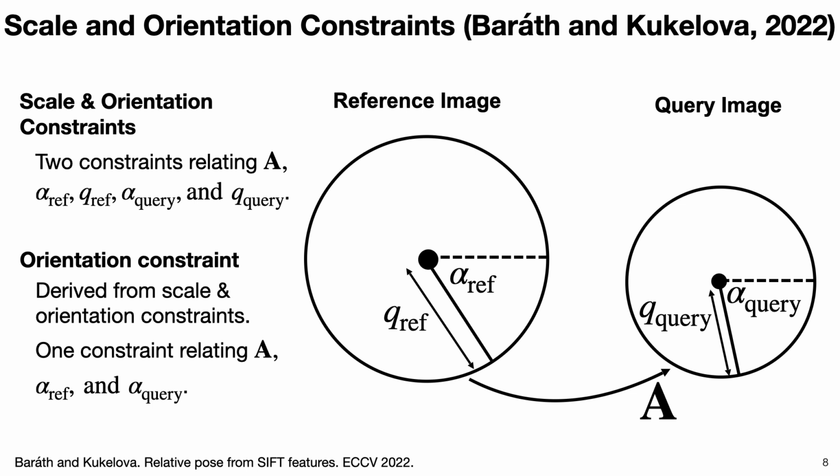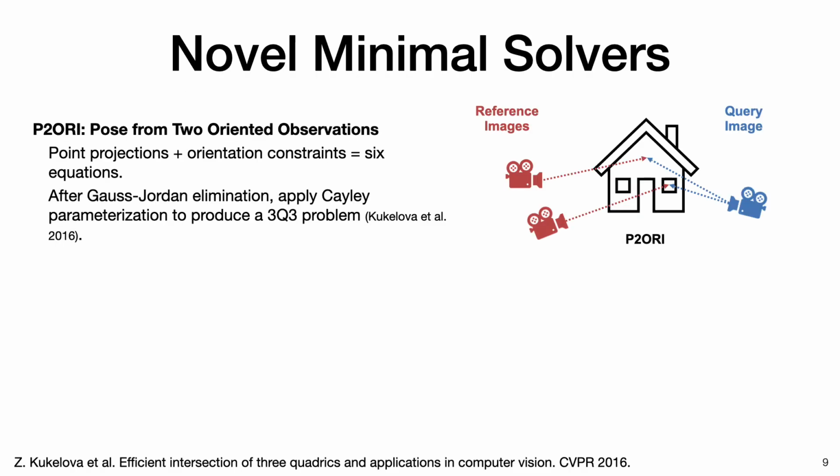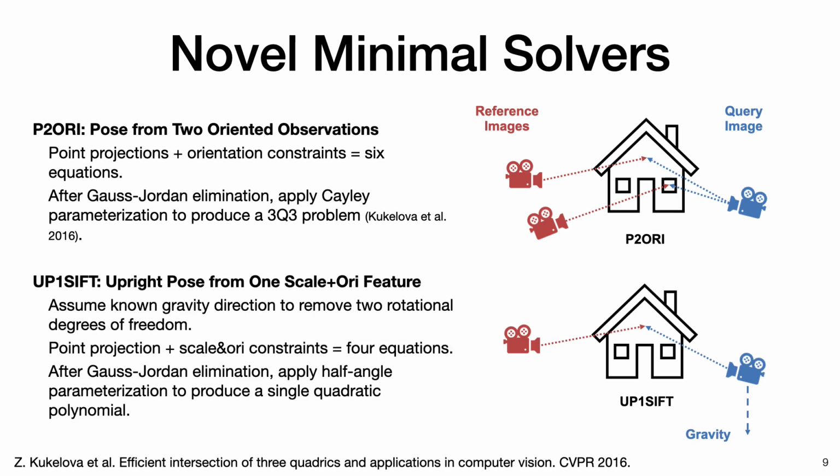the query image pose. Our P2 ORI solver solves for the absolute pose of the query camera using two oriented point correspondences. Our UP1 SIFT solver is an upright or gravity-aware solver, meaning that we assume knowledge of the gravity direction for the query camera. This reduces the rotational degrees of freedom so that our solver requires only one oriented and scaled point. Although the name references the classic SIFT feature detector, the solver can be used with any feature scale and orientation estimation method.